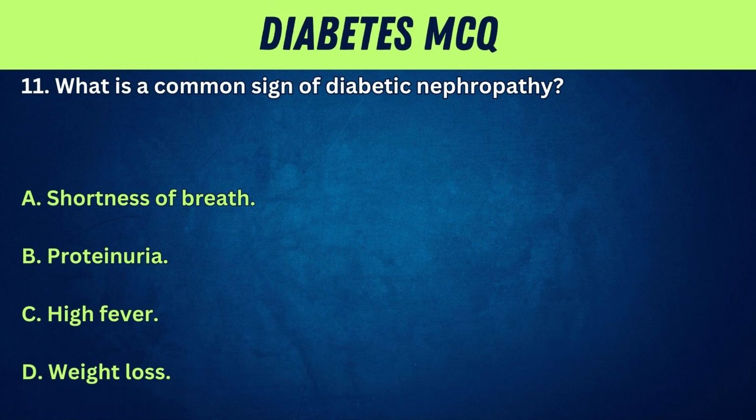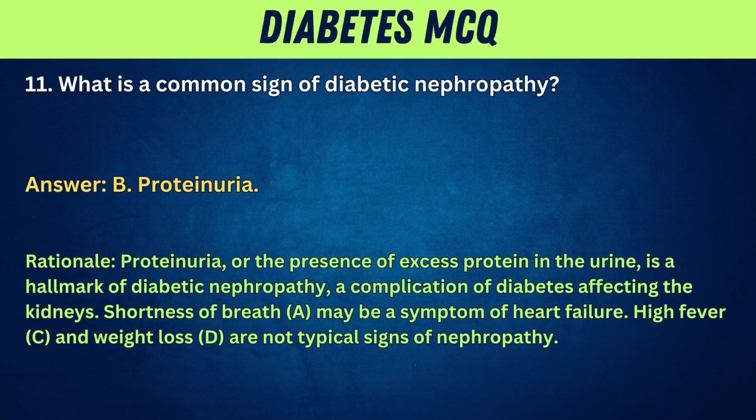11. What is a common sign of diabetic nephropathy? A. Shortness of breath. B. Proteinuria. C. High fever. D. Weight loss. Answer: B. Proteinuria.